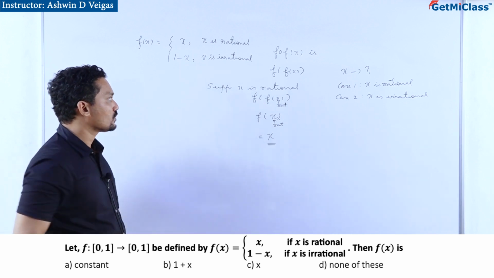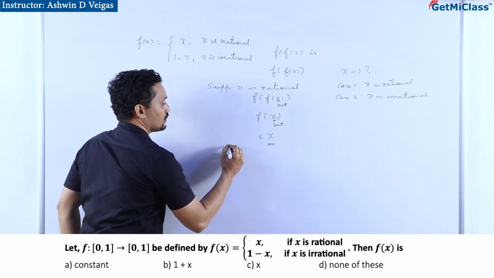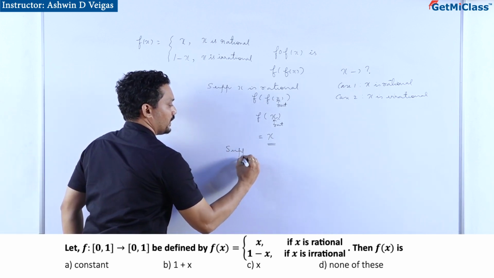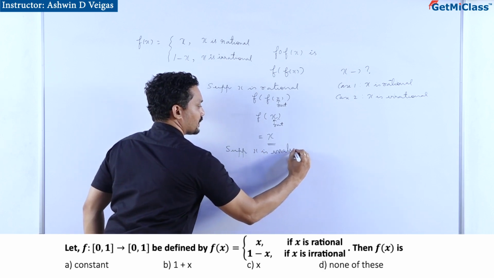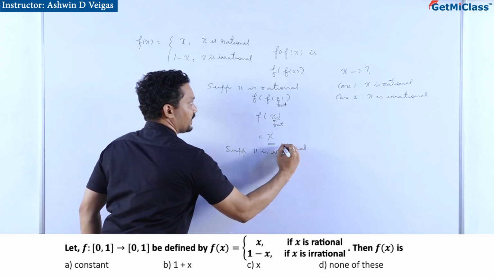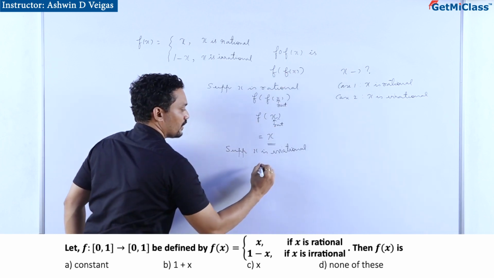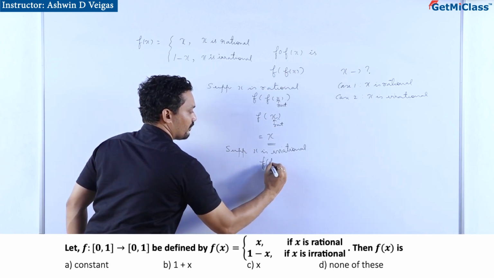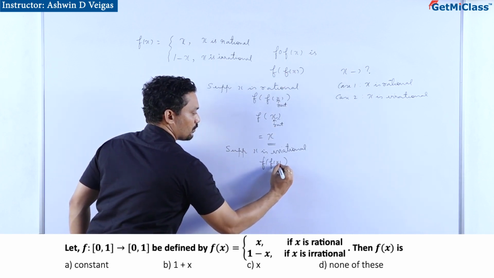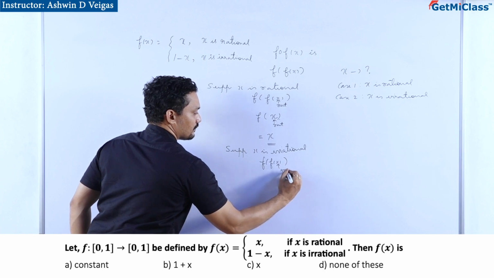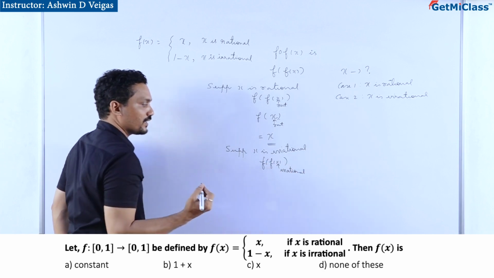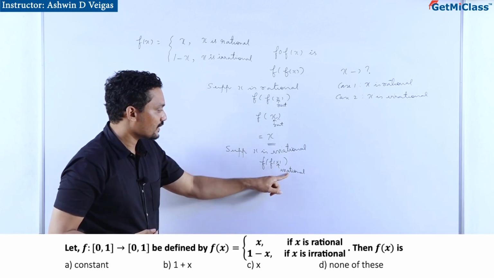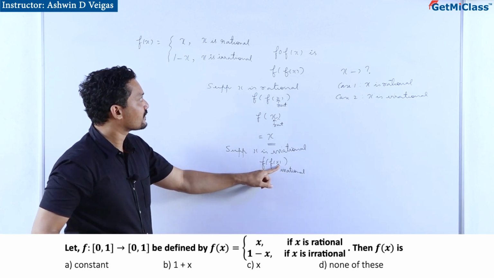Now, we will go to case 2. Suppose x is irrational. Now, in this case, we will try to calculate f of x. Suppose x is irrational. So, you have to note this carefully. Suppose x is irrational. What is f of x?